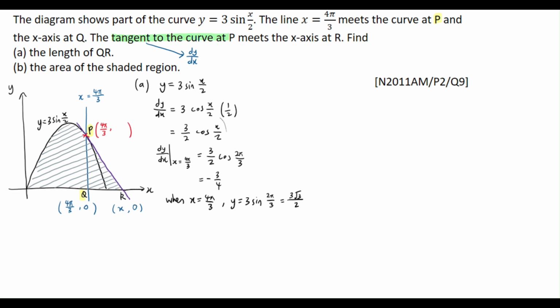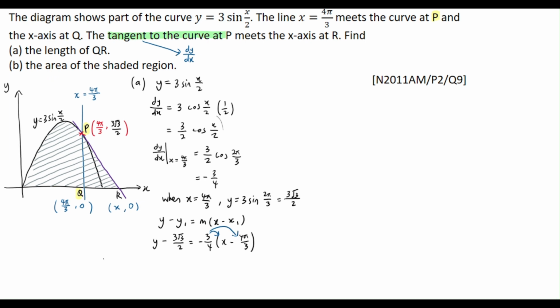Okay, so in this case, I will use y minus y1 equals m times x minus x1 to find the equation of the purple line. So I will have the y coordinate of P, which is 3 root 3 over 2, the gradient of the purple line, which is negative 3 over 4, and the x coordinate of point P, which is 4 pi over 3. Let me just fill in the blank here. So I will do the expansion of this.